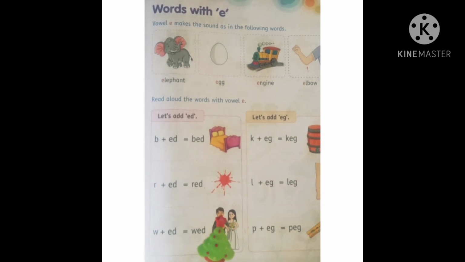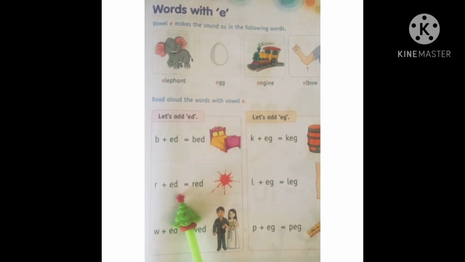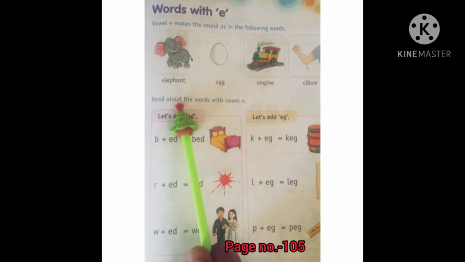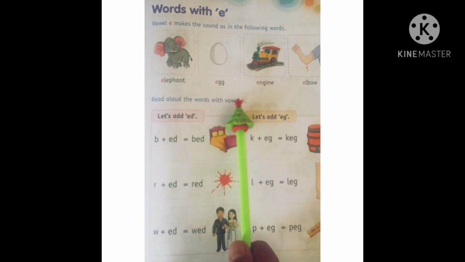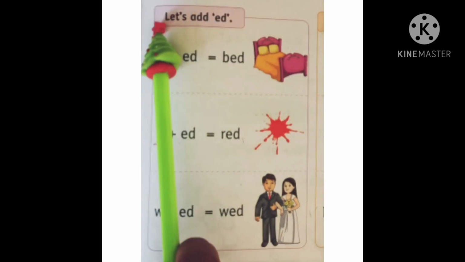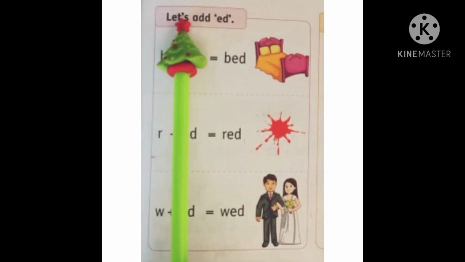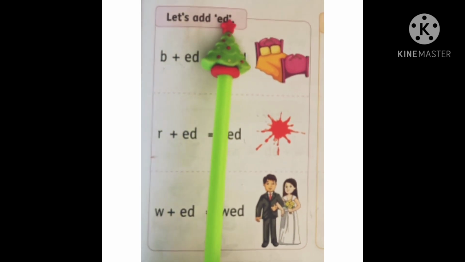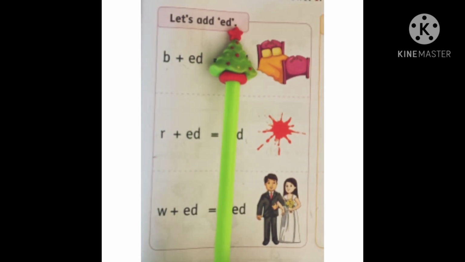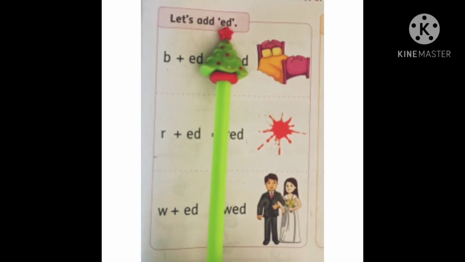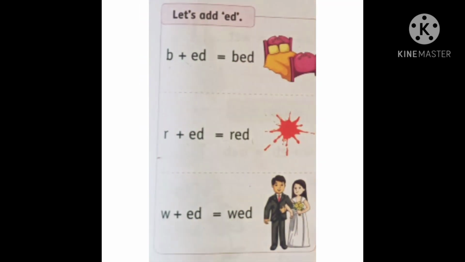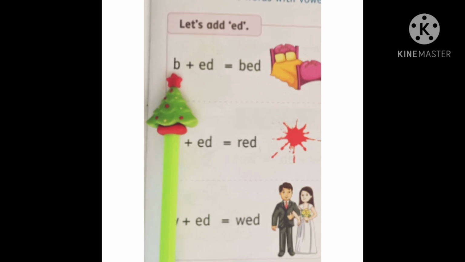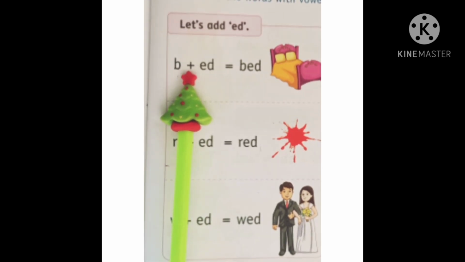For the reading practice, children, open page 105 of your English workbook and read aloud the words with vowel E. In the first section, let's add ed. Children, E says eh and D says d. Now we are going to add ed to the consonant letters. Let's begin. This is letter B. B says b. Add means to join.